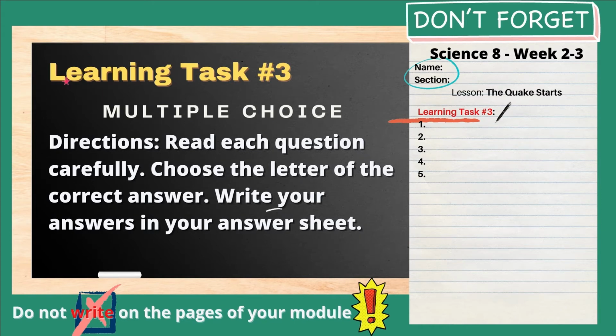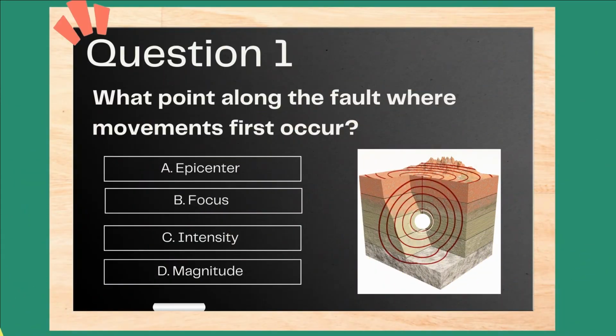For your learning task number 3, directions. Read each question carefully. Choose the letter of the correct answer. Write your answers in your answer sheet. What point along the fault where movements first occur? A. Epicenter, B. Focus, C. Intensity, or D. Magnitude.